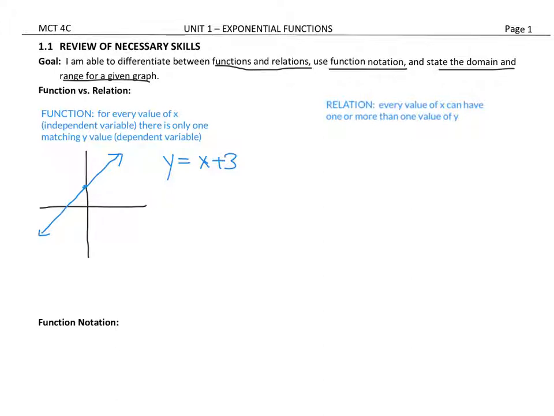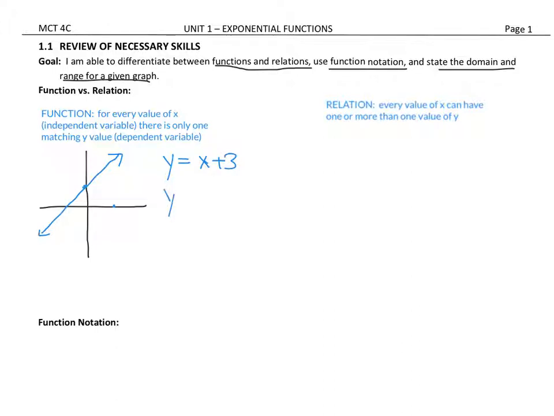The only kind of line that's not a function would be your vertical line, because when you pick a value, let's say x was positive 3, to be vertical, it's going to have an infinite number of y's that match that x coordinate of 3. So it isn't a function, but every other line is.